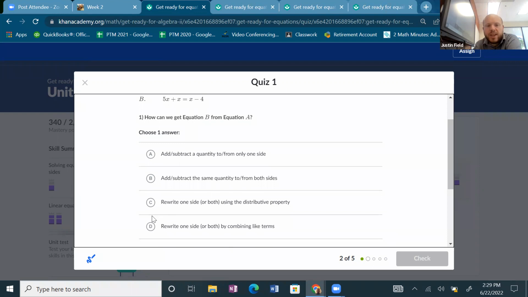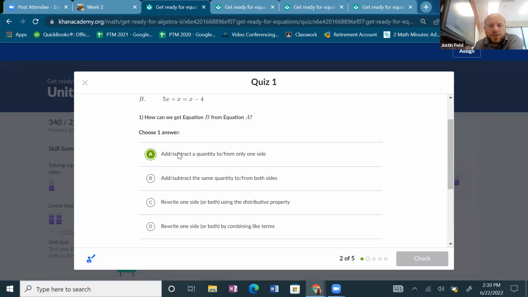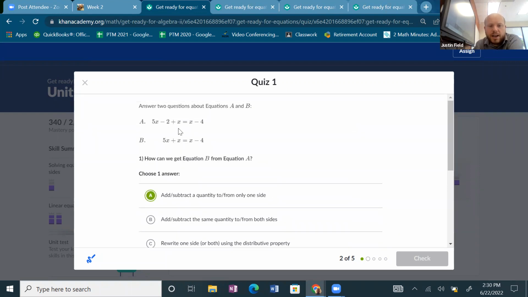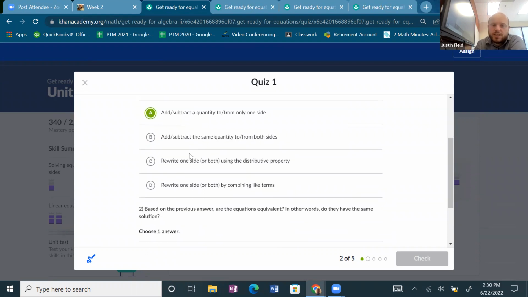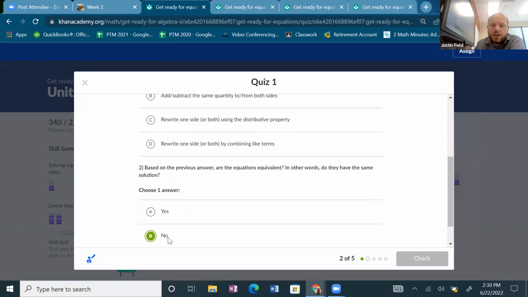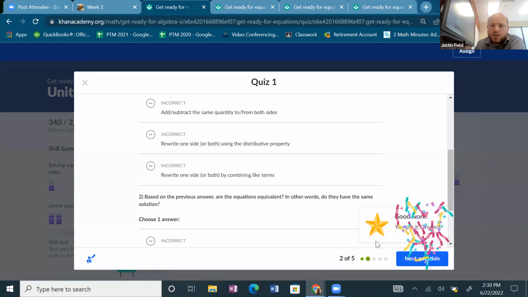Oh, I see. You add or subtract a quantity to one side, but that doesn't make them equal. That's how you do it. So are they equivalent? No, because only one thing changed.